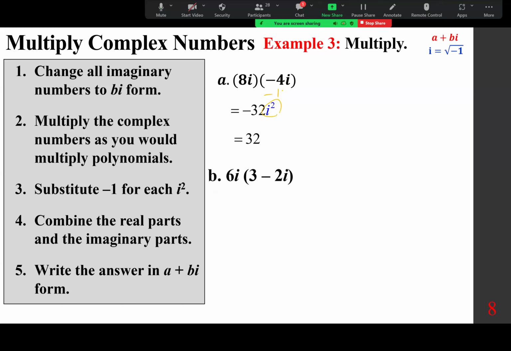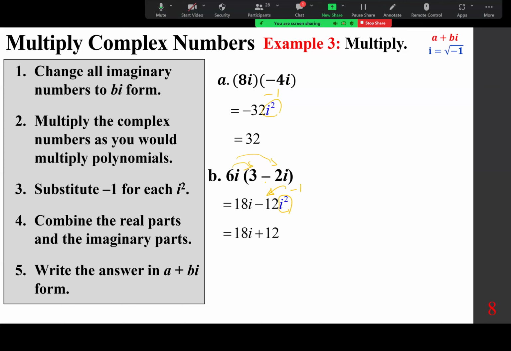We are going to distribute. We get 18i minus 12i squared. i squared is replaced with negative 1. So this is negative 1. So you get 18i plus 12.